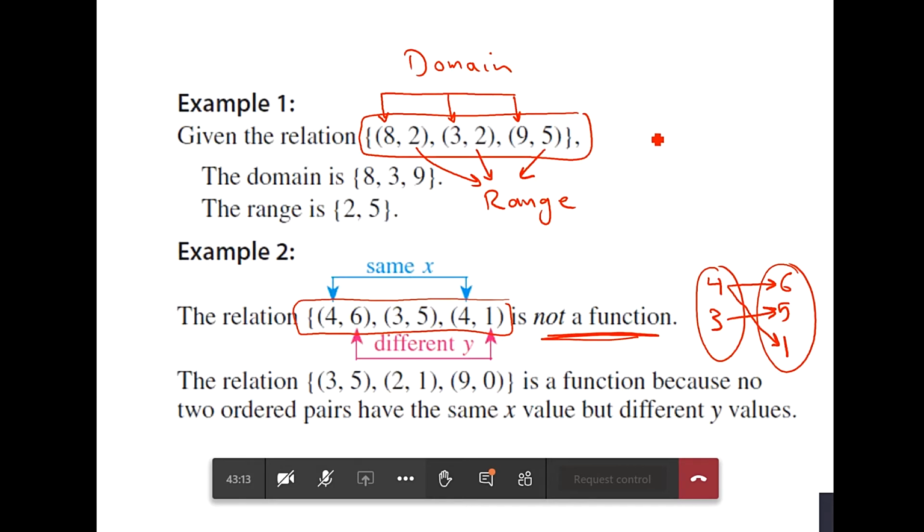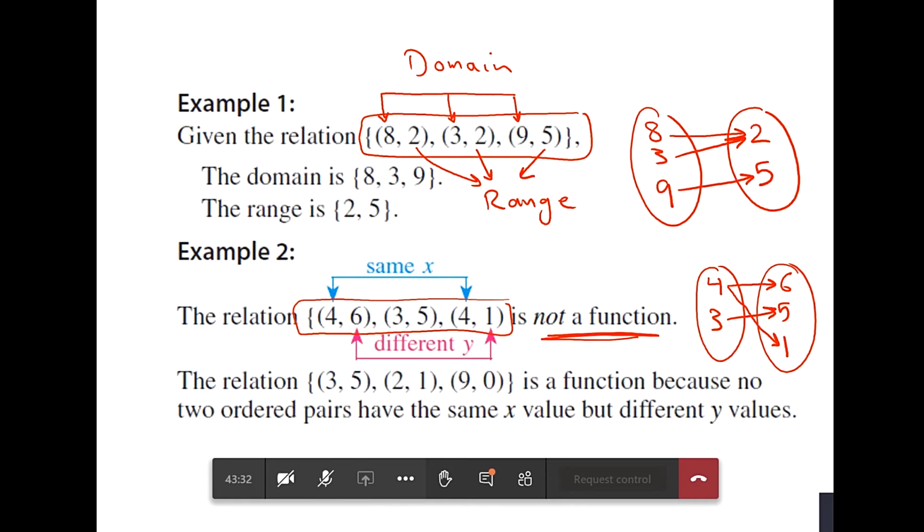Look at the first one. We have 8, 3 and 9, different. Okay. And we have 2 and 5. 8 have relation with 2, 3 with 2, and 9 with 5. This is the function.